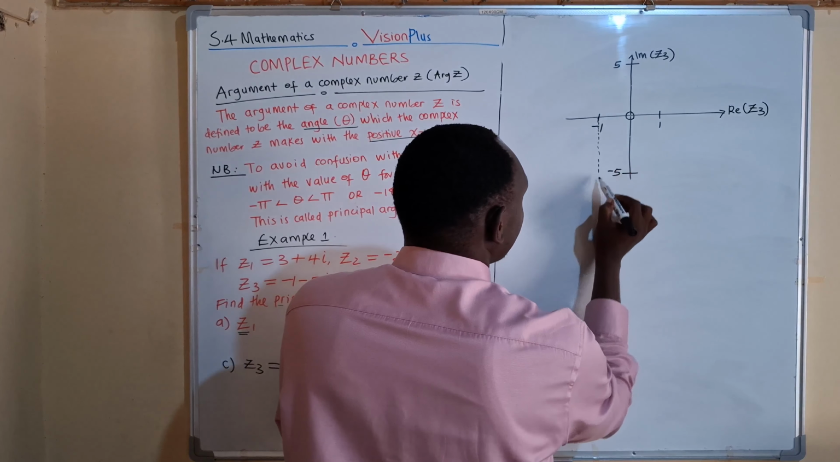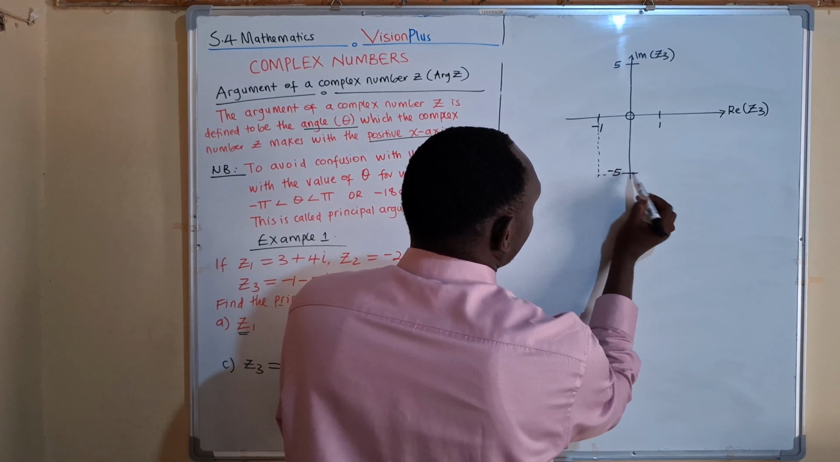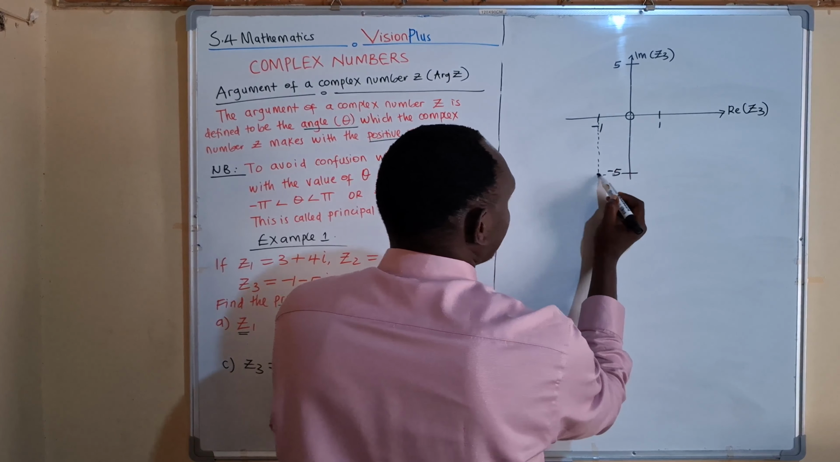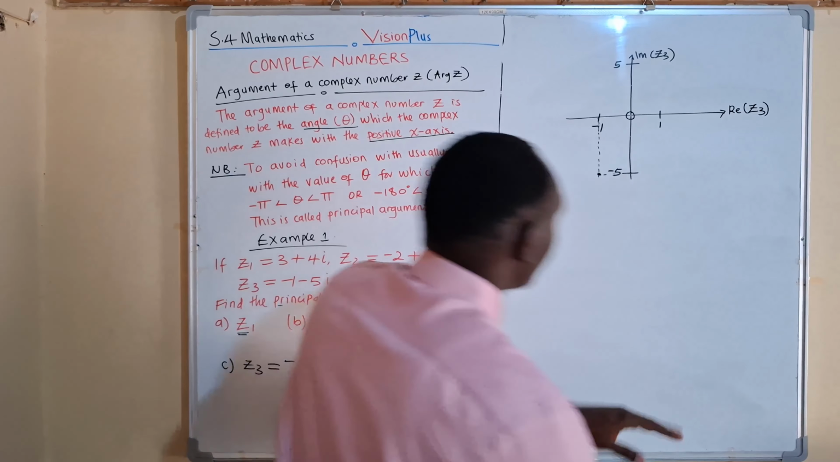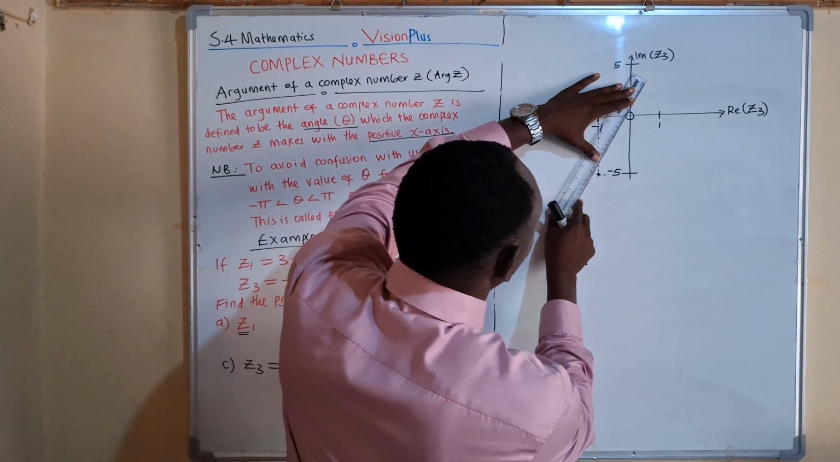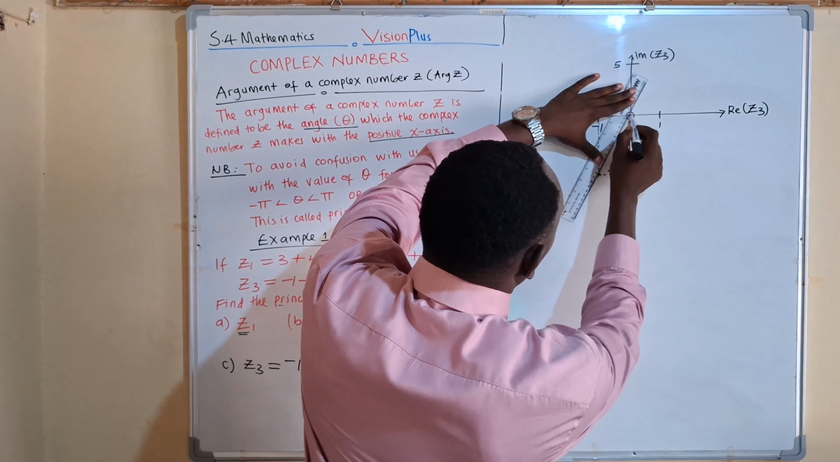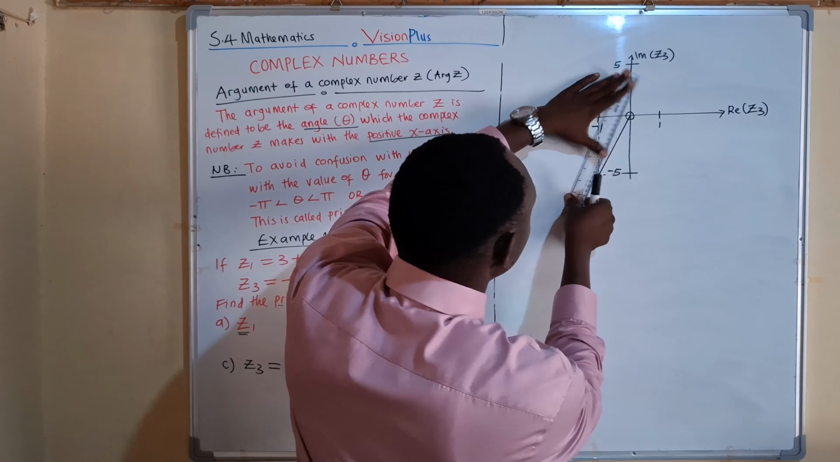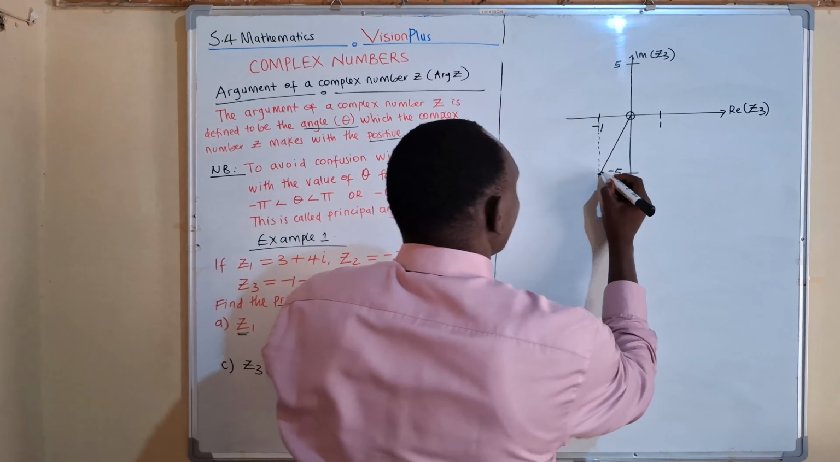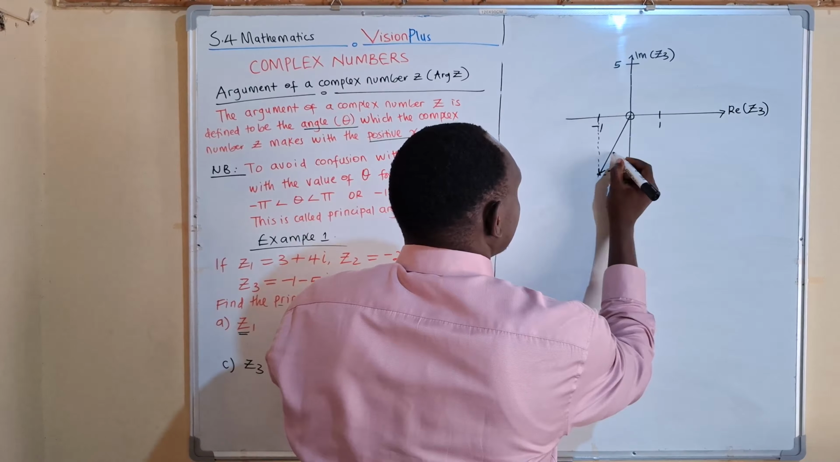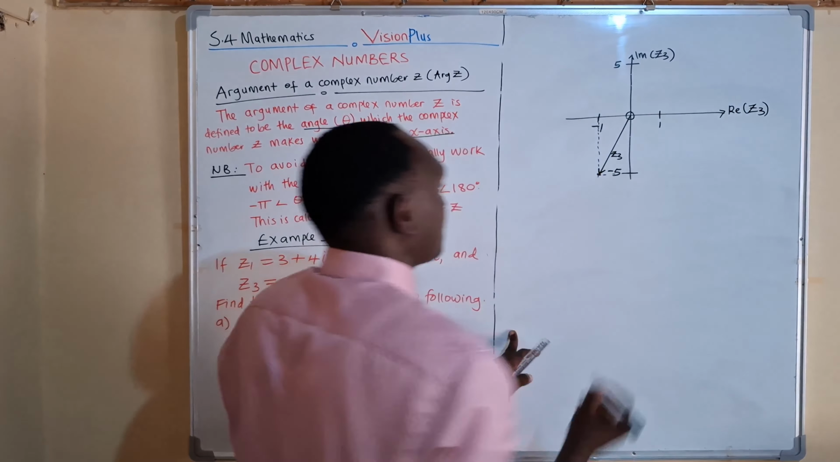You draw a line, then you draw the line. They are meeting somewhere here. So you draw a straight line from the origin to that point. Then you put an arrow on it. Then say this is my Z3.